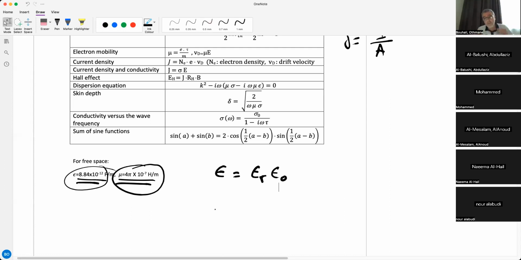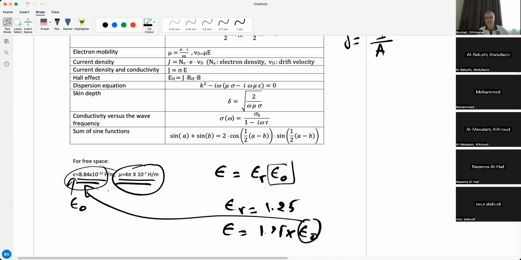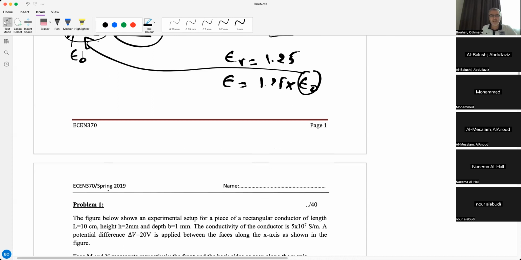So please read the question very carefully. Sometimes I will ask you to just use epsilon. This is, by the way, epsilon 0. And some of the times I will tell you, no, actually, for this material, epsilon R is 1.25. So then the real permittivity that you need to include in the calculation is 1.25 times epsilon 0, which is this one. Okay. So let's start the first problem.